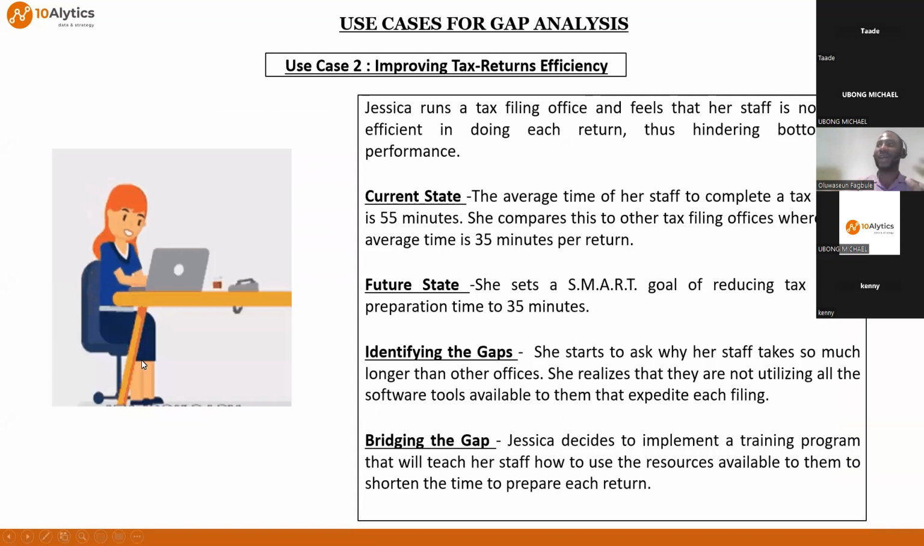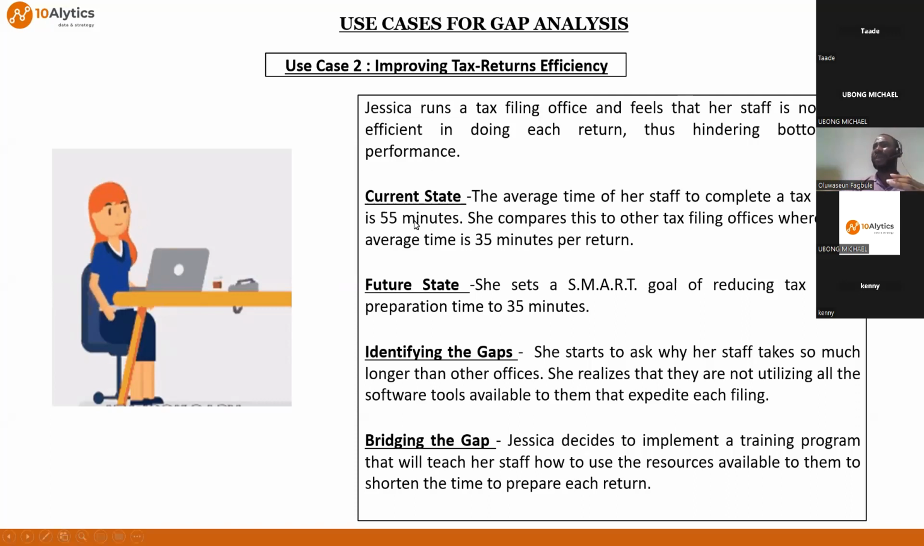So this is improving tax returns efficiency, right? For those of us who find ourselves working in maybe consulting, tax consulting and all of those things. Jessica runs a tax filing office and feels that her staff is not efficient in doing each tax return, thus hurting the bottom line performance, right? This is Jessica. So she's wondering why are we not meeting the goal?